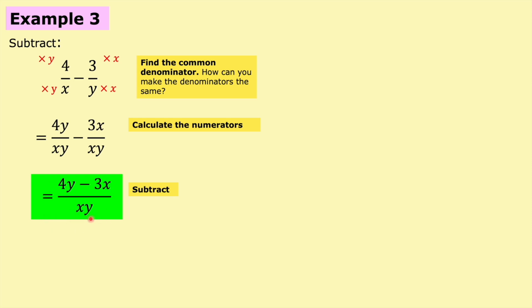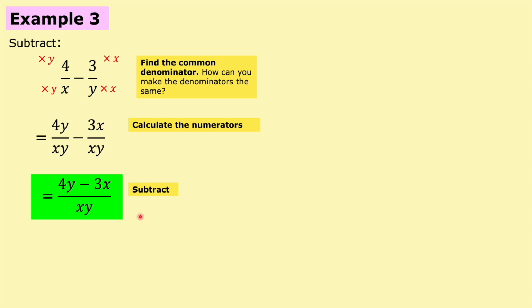So in these examples so far, we've not had to simplify at all, but let's just always double check our final solution, our final answer, and make sure that we can't simplify any further. And if it's possible, then go ahead and apply your previous skills of simplifying fractions.